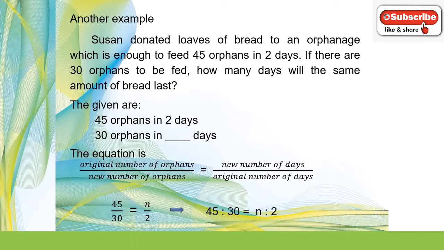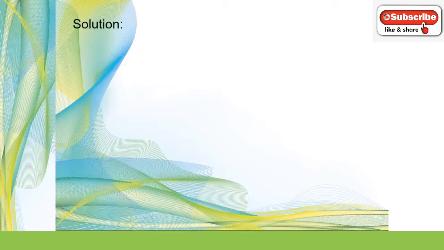In column form, 45 is to 30 as n is to 2. Let us now solve the value of n in fraction form. 45 over 30 equals n over 2. Cross multiply: 30 times n and 45 times 2. 30 times n equals 30n.